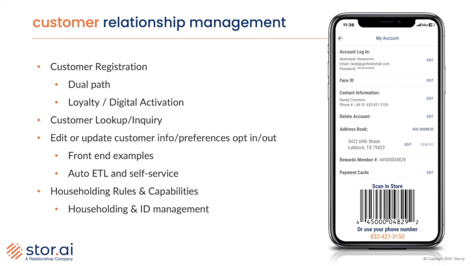So we'll talk a little bit about customer registration and how we support that. We support a dual path registration, meaning that we have some clients that have an existing loyalty program, but now everything is moving to digital. So we're converting those accounts to digital. So it's a different process for enrolling shoppers depending on where you're currently at. In your case, you don't have a loyalty program today.